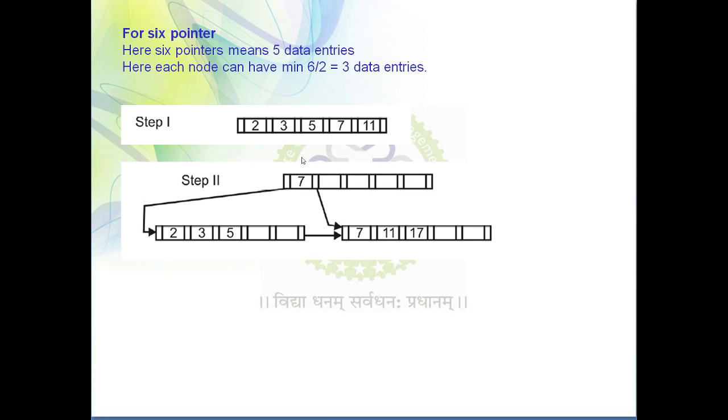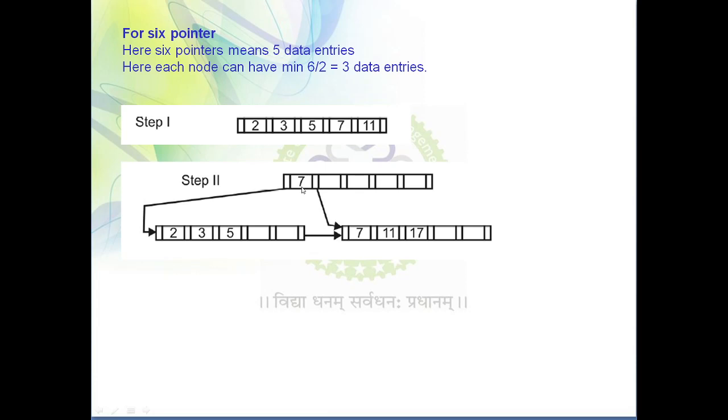So here only one level was there. Here I have created 2 levels. So 2, 3, 5 are less than 7, and 7, 11, 17 are greater than or equal to 7. In this case I have shifted 7 but not 5. Why? Because in this case n equals to 6. What is the minimum? The minimum number of values should be 3. So what is the fourth value?